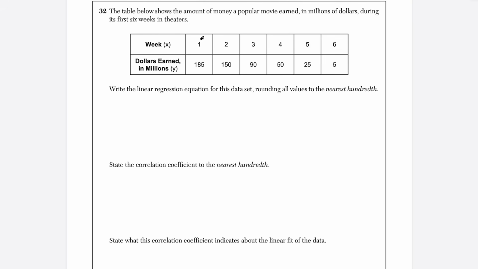Question 32, the table below shows the amount of money a popular movie earned in millions of dollars during its first 6 weeks in theaters. And the first thing we want to do is write the linear regression equation for this data set, rounding all values to the nearest hundredth.